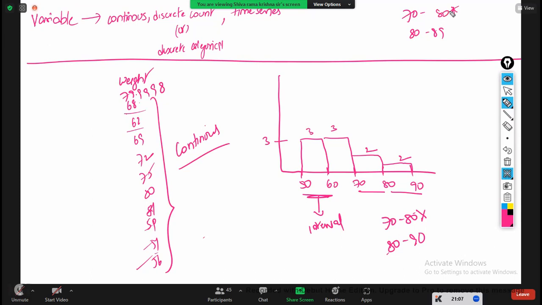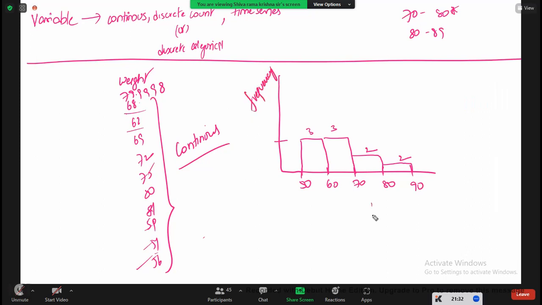Is that clear, guys? Got the point? So continuous variable means we are going to take an interval. Based on the interval, we are going to draw. Once again, you are going to take the intervals of the continuous variable on the x-axis. On the y-axis, you are going to take the frequency only. This is called frequency, and this is again the distribution of the data, how the entire data is distributed. So it is called a continuous frequency distribution.